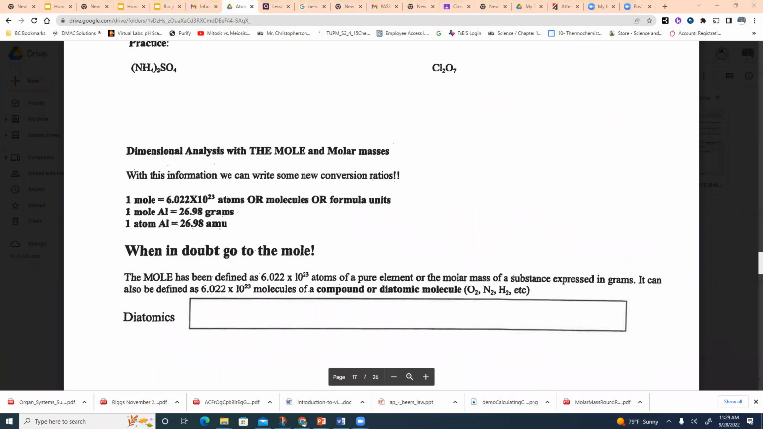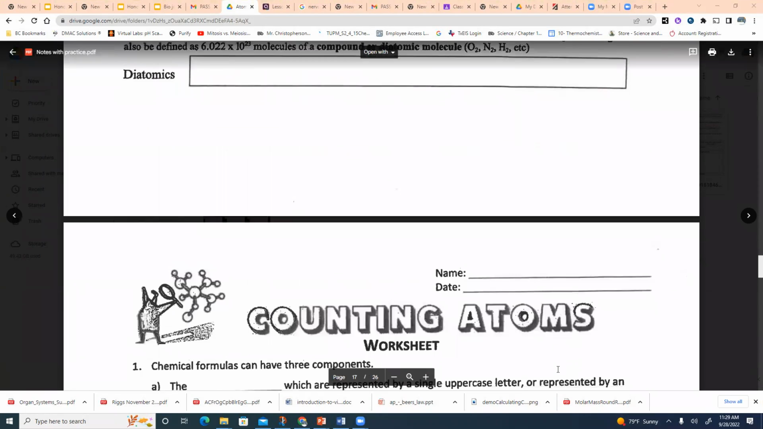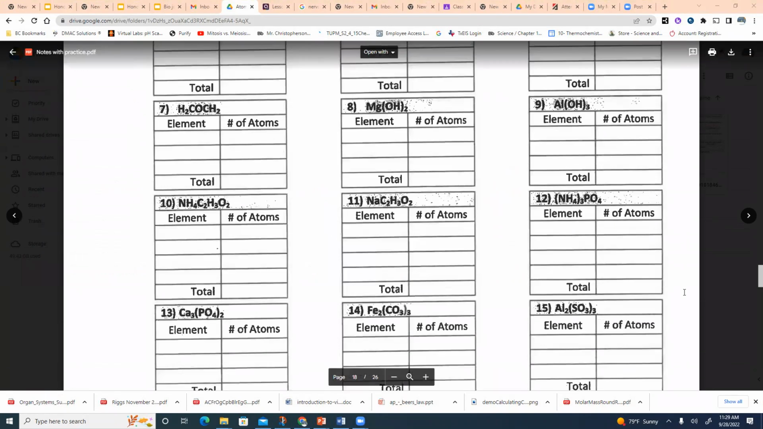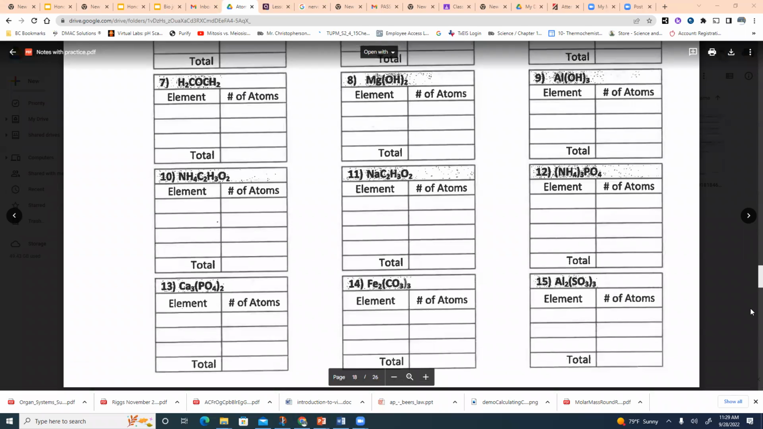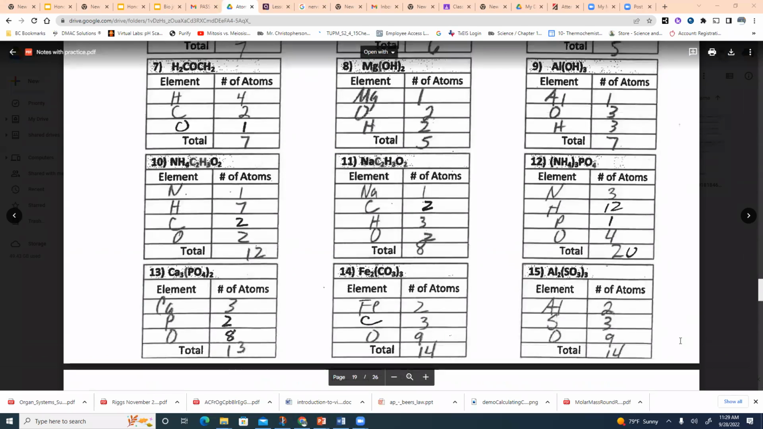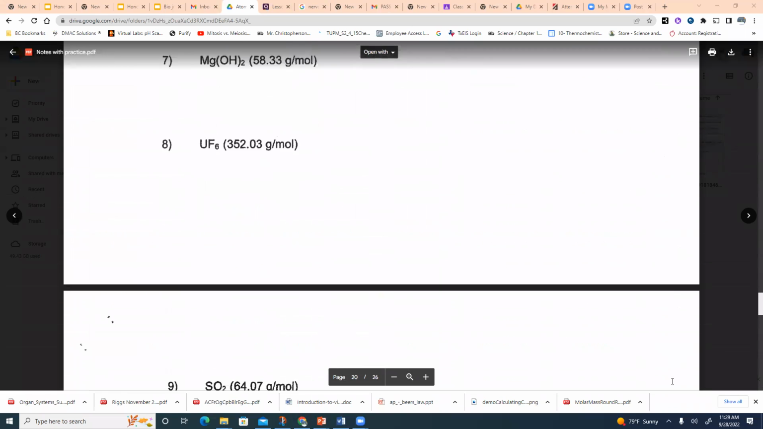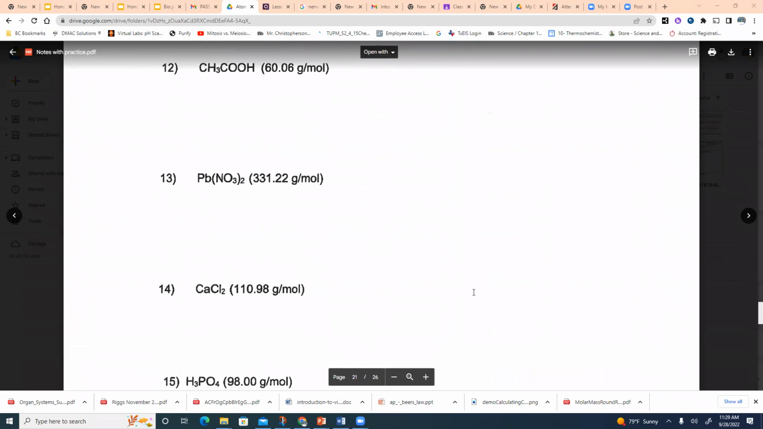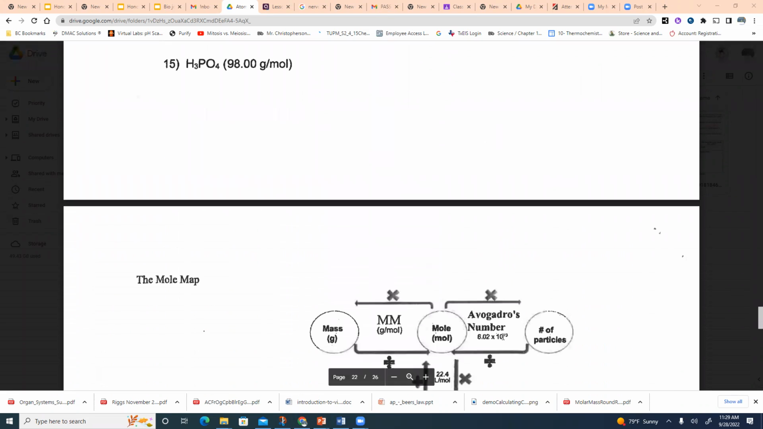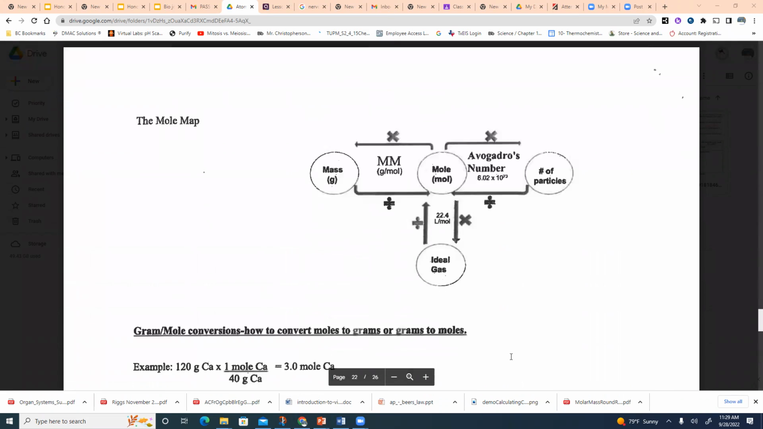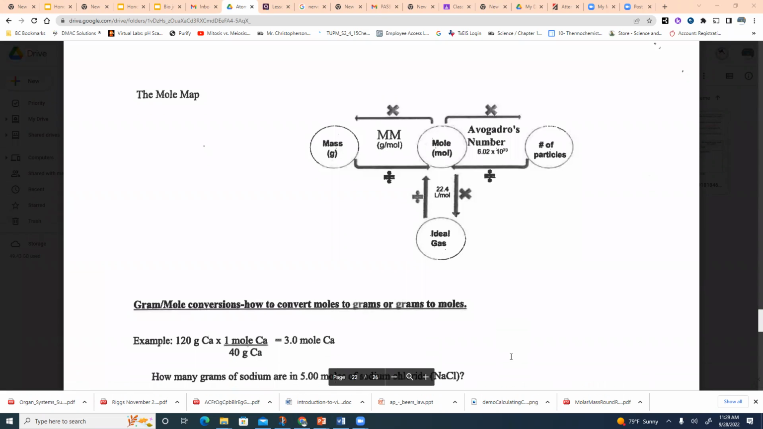So let's look at some of the problems that we are going to be doing. You're going to have to go through a few pages. Y'all don't forget, this is what we're quizzing over tomorrow, molar mass, okay? Not what we're doing today. I think it's right after the molar mass. It has the mole map at the top.